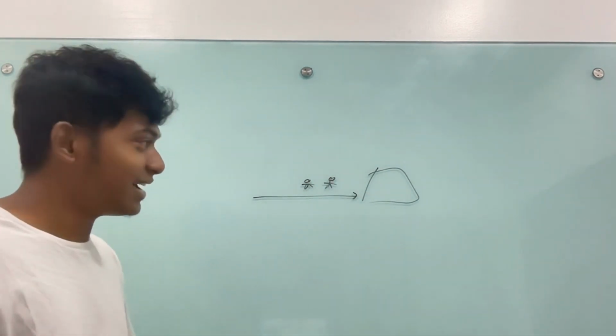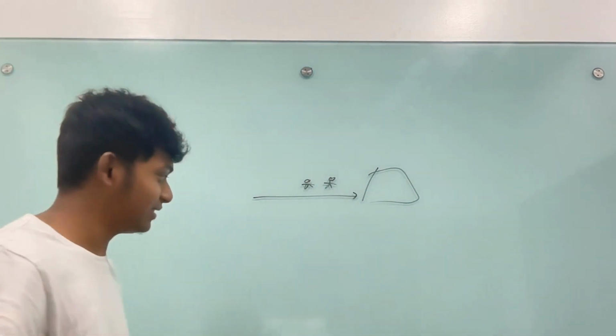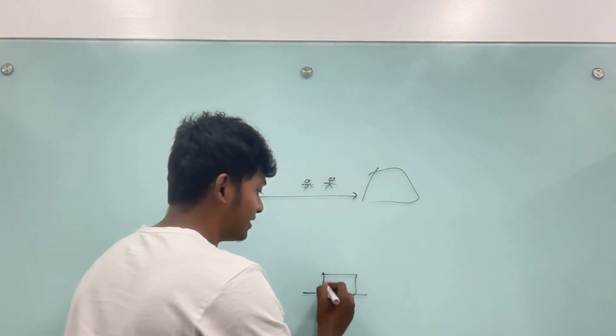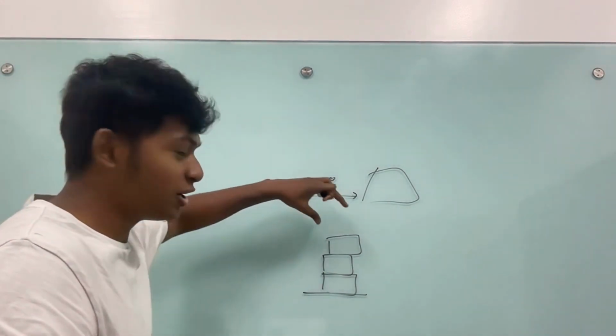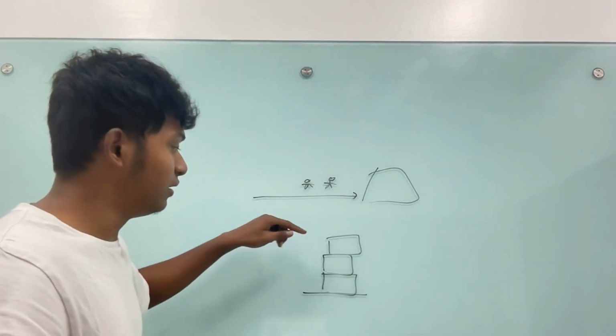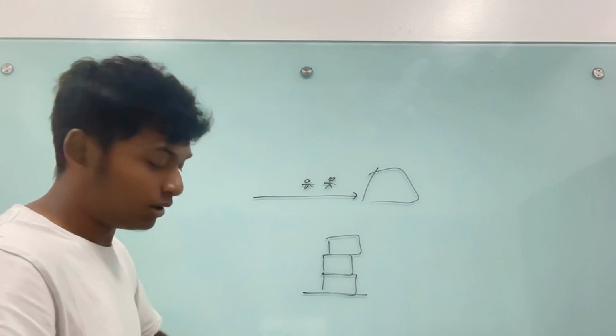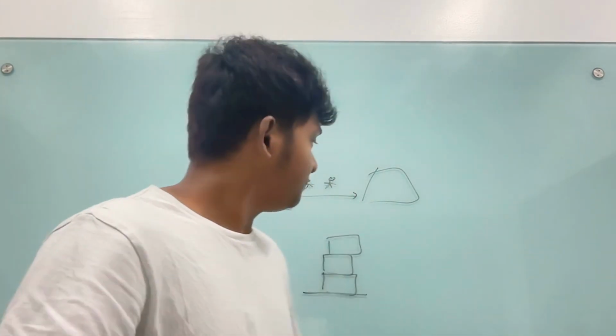And a stack is exactly what it says. Take a stack of books. The last book that you put will be the first book to take out, and the first book that you put will be the last one to take out. So that is basically what a queue is and what a stack is.